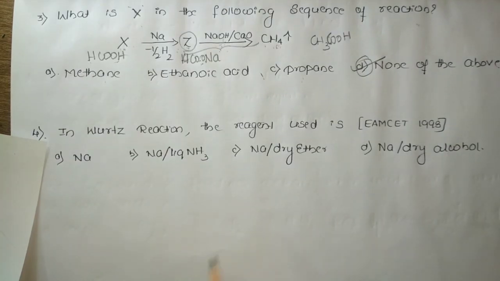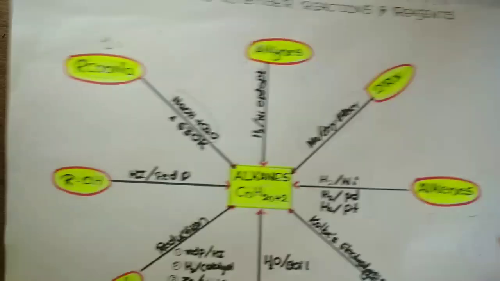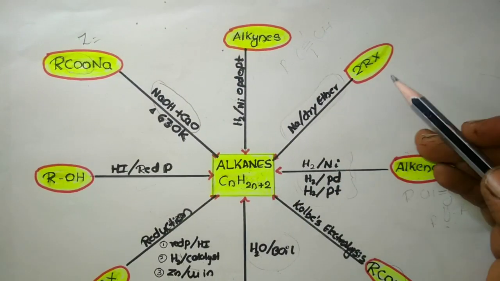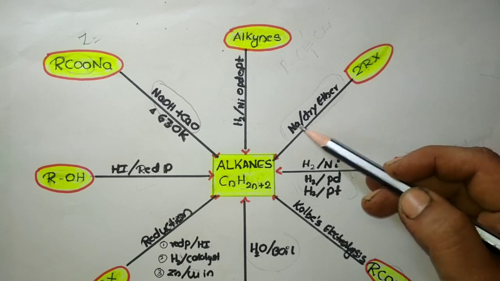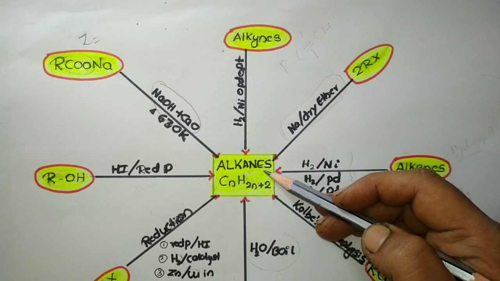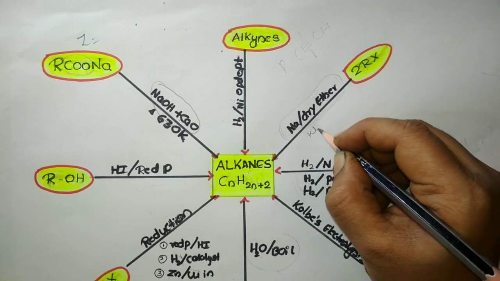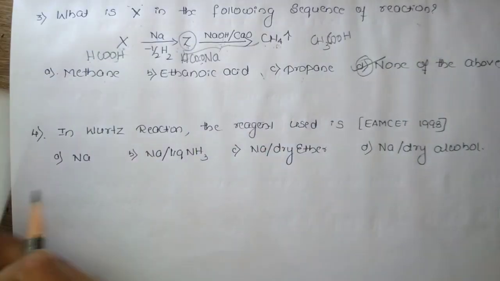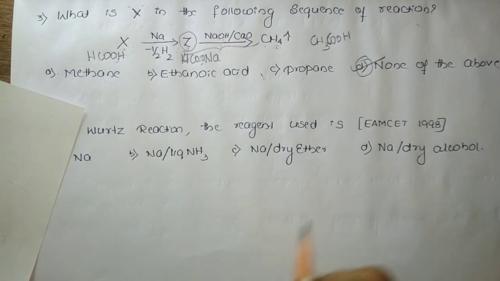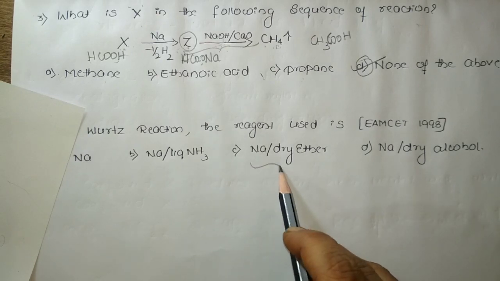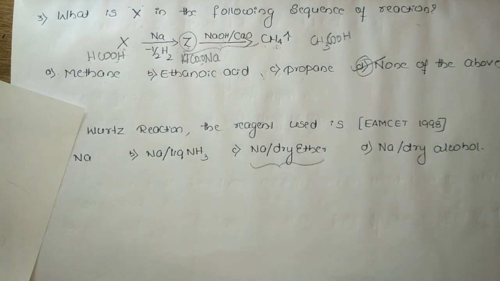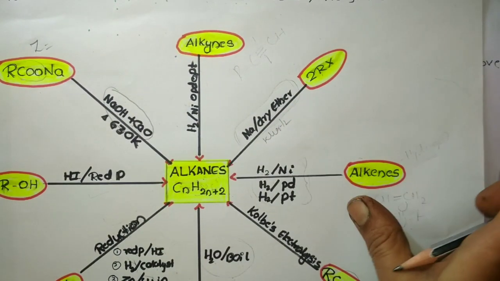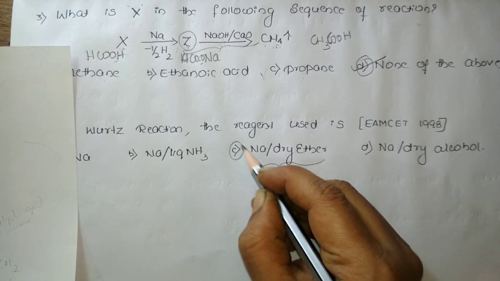So in the last question that I have taken, in Wurtz reaction the reagent used is, okay, we have practiced the Wurtz reaction over here. That is, when excess alkyl halide is treated with sodium over dry ether, we are going to get an alkane, and the reaction name was the Wurtz reaction. In the Wurtz reaction, the Wurtz-Fittig reaction and the Fittig reaction, all three reactions contain the reagent sodium in the presence of dry ether. If you practice through the mind map, you can answer it very easily. So what is the option? It is option C, which is correct.